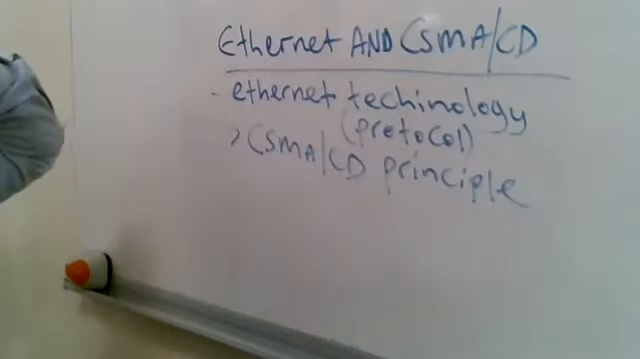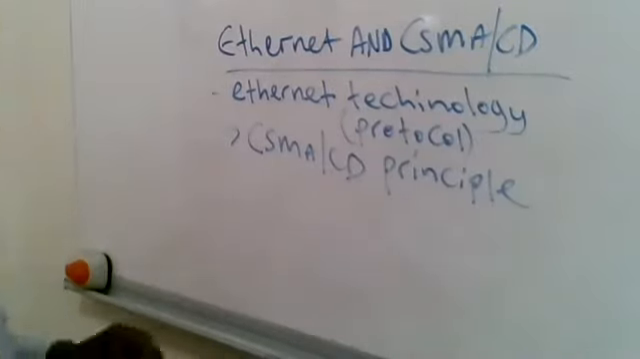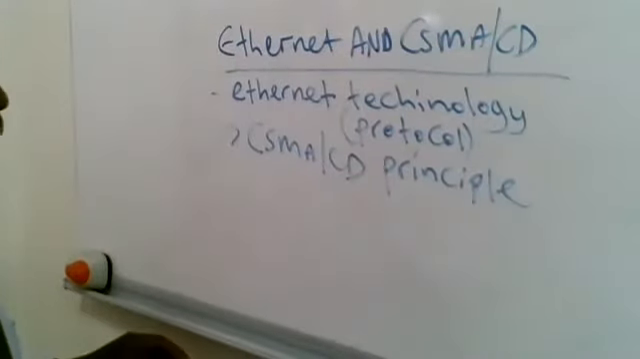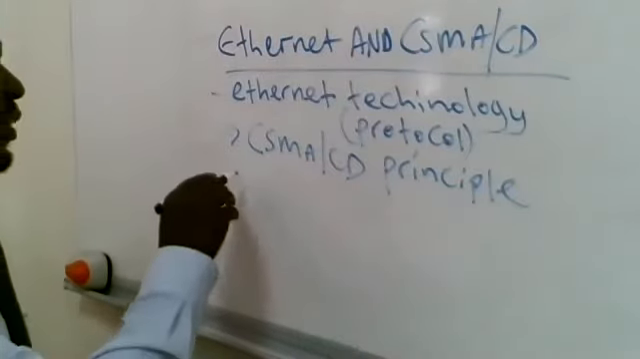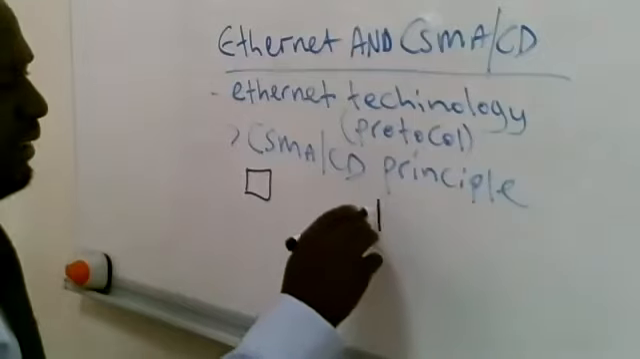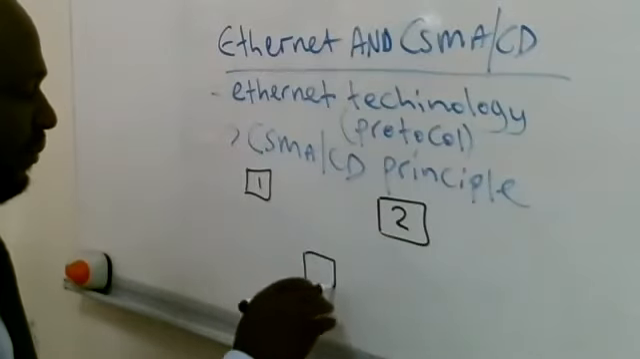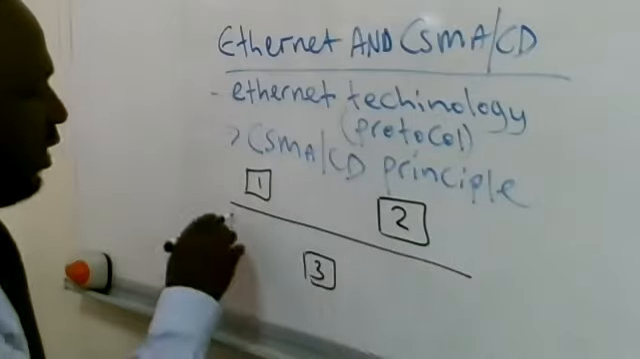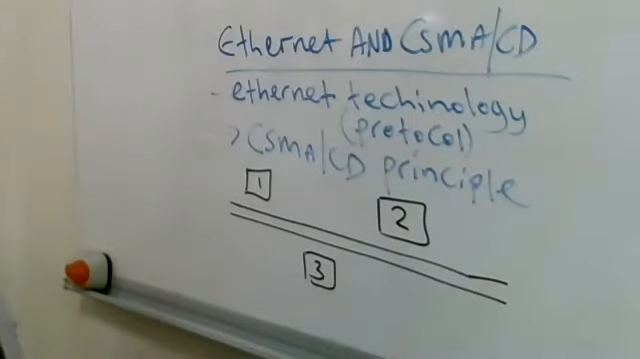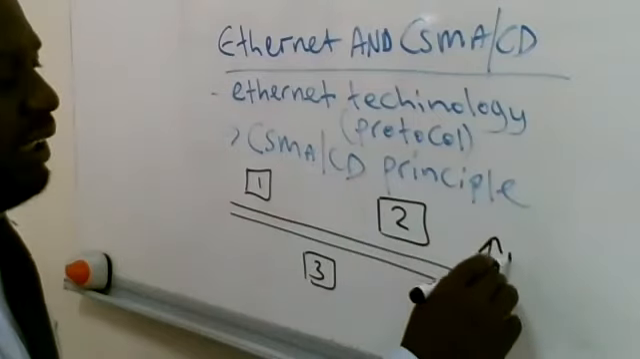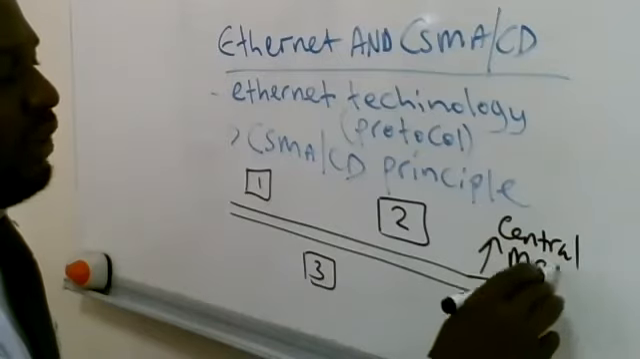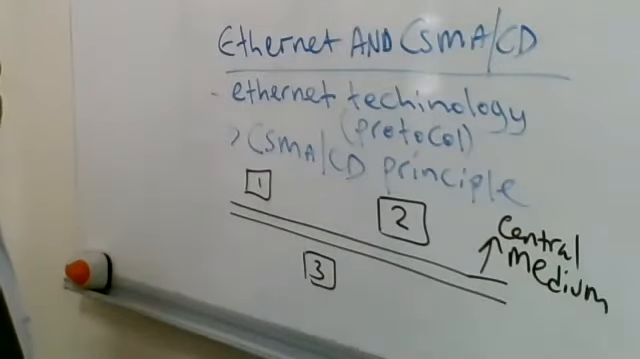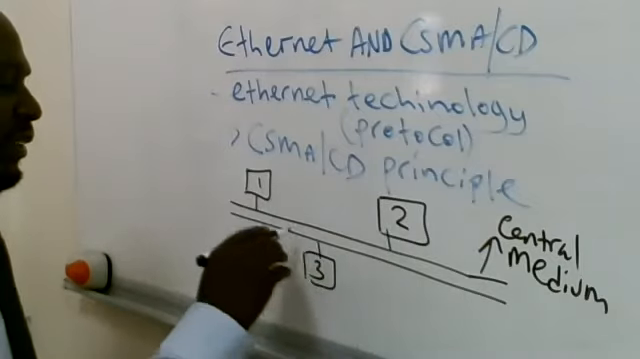Now, with the Ethernet technology, this is how it works. First of all, when computers are communicating, they'll all be connected to one central cable. So here we shall have computer 1, computer 2, computer 3. They'll be connected to one central cable. This one here will be a central cable, and this will be referred to as a central medium. So they'll all be connected there to the central cable.